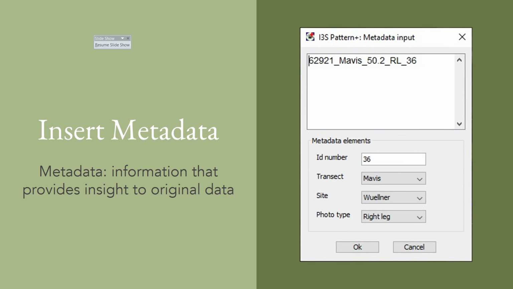And then before searching for a match, we can also insert metadata. Metadata is just information that provides insight to our original data. So I can input the ID number, which is basically like the name of the frog, the transect, the site, and the photo type. When I conducted searches, I would filter them using the site, that way we're making sure we're not getting frogs from miles away.